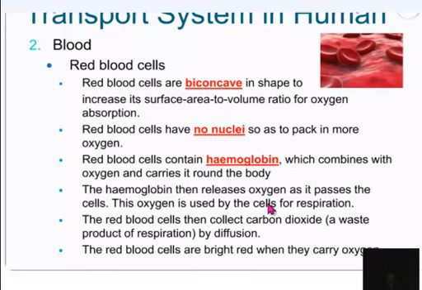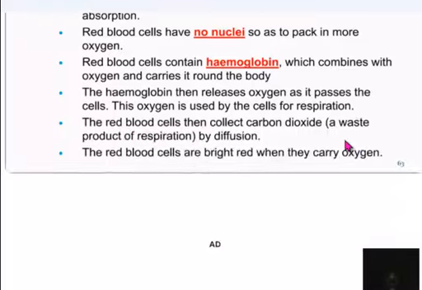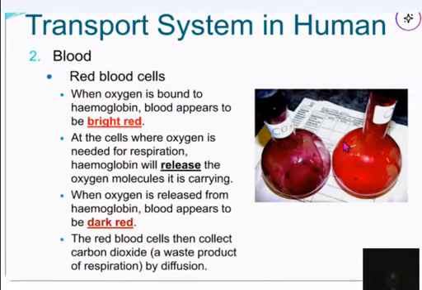Then the oxygen is used by the cell for respiration. That is the function, or rather the use. And you can see the diagram of the red blood cell, how it looks, here. You can see it clearly. So that is that. Then the next one is what? Red blood cell. We still continue.